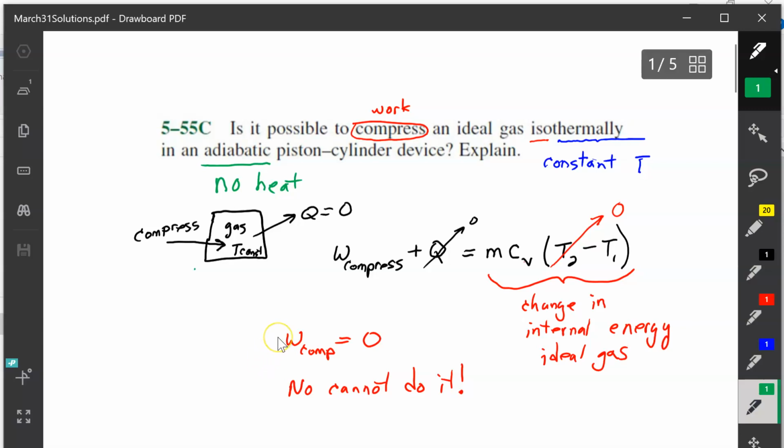And the reason is because there's no place for that energy to go. It either has to heat up or you're going to have to remove the heat through Q. Okay, that's it.